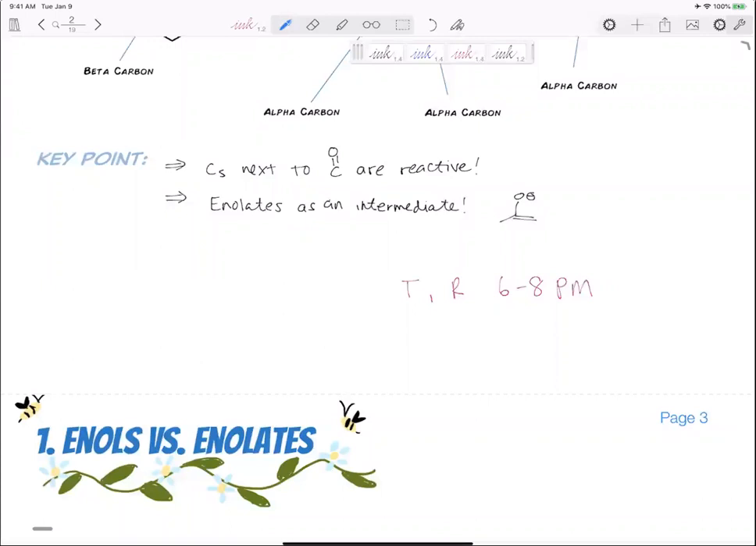No, you need an alpha prime because, yeah, you never take away the aldehyde as far as you can.